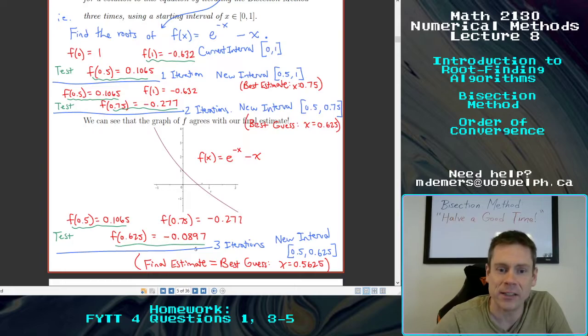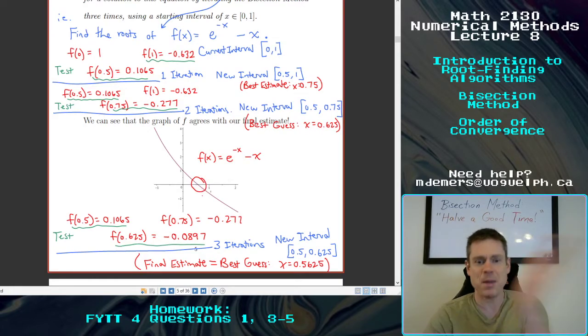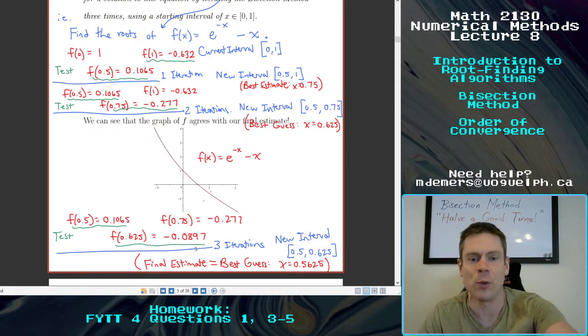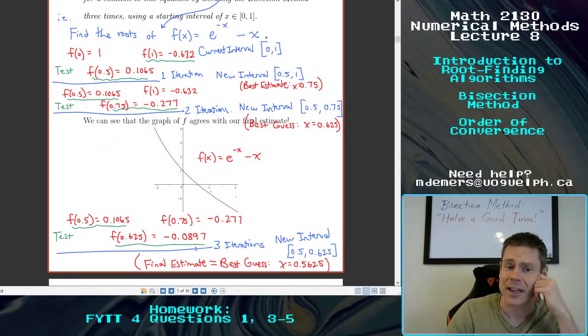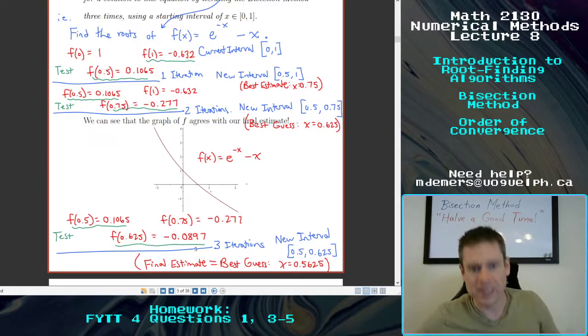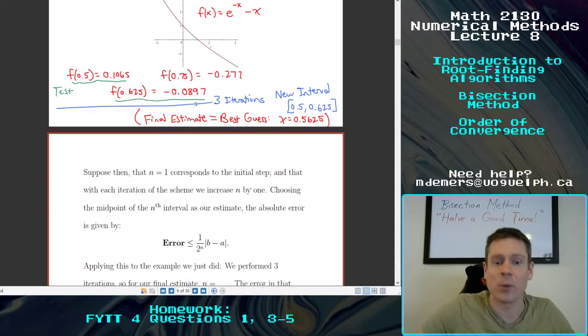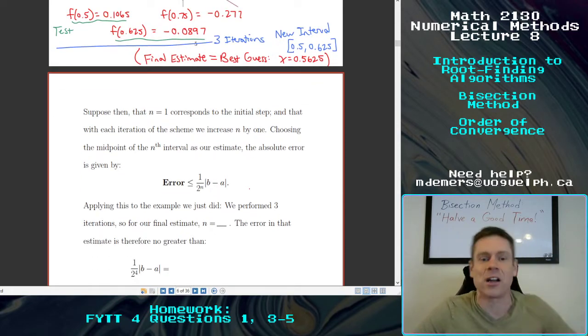And you can see quite clearly that there is a root, maybe a little bit further than halfway from 0 to 1. So it looks like it agrees with our estimate. That's how this works. Now, let's go on and explore this a little bit more. We have one more example to do, and then I need to talk a little bit about convergence.